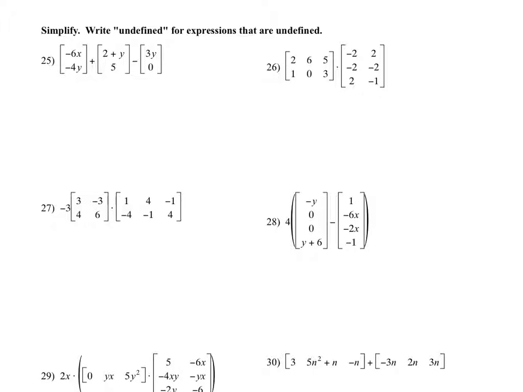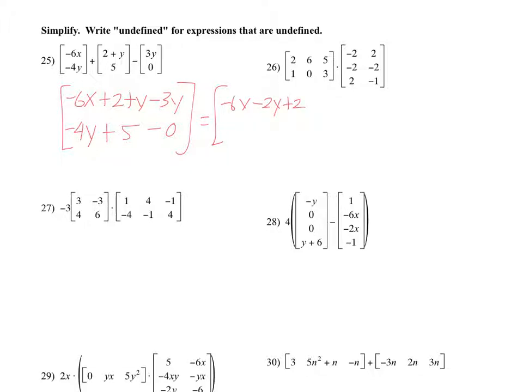Next up, we got some matrix math, and some of these might be undefined, some of these are going to have answers. When I'm adding things together, I need to make sure they have the same dimensions, and all three of these pieces do, and then I'm just adding across. So this would make -6x plus 2 plus y minus 3y. On the bottom, -4y plus 5 minus 0. When I combine some like terms, we get -6x plus y minus 3y minus 2y plus 2, and -4y plus 5 on the bottom.